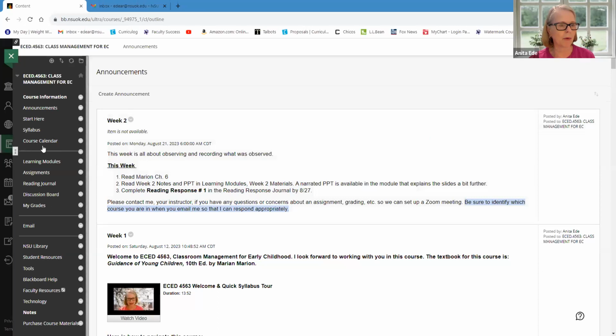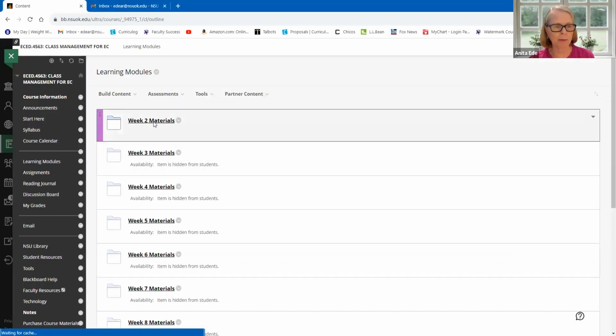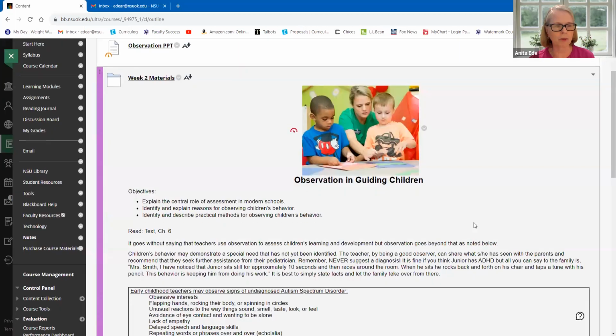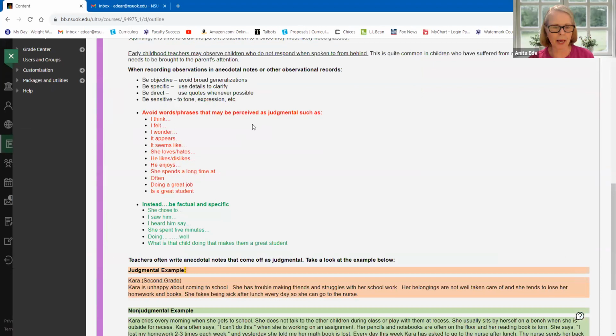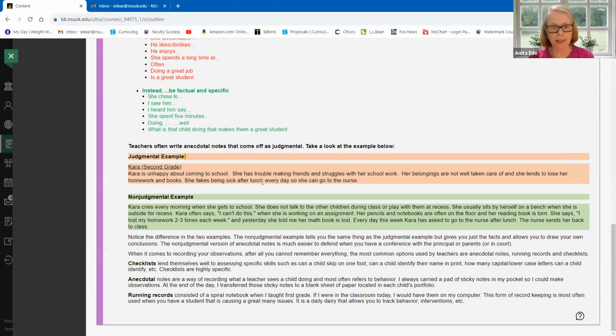I'm going to go ahead and just look at the learning module. This is what I'm talking about here. Learning module week 2, and read through that. One thing I want to point out is this business down here about writing down your observations. There's a way to do it and a way not to do it.